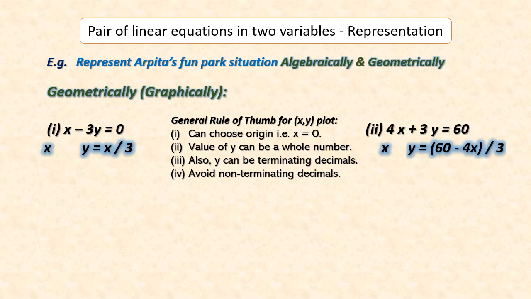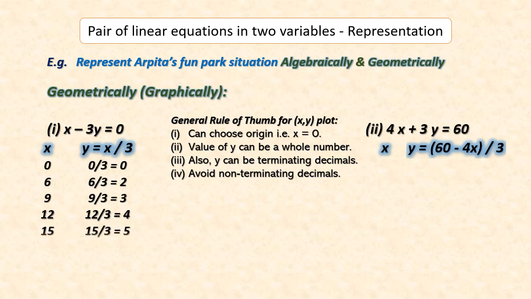From the first equation, y is equal to x by 3: when x is 0, y is 0. When x is 6, y is 2. When x is 9, y is 3. When x is 12, y is 4. When x is 15, y is 5.